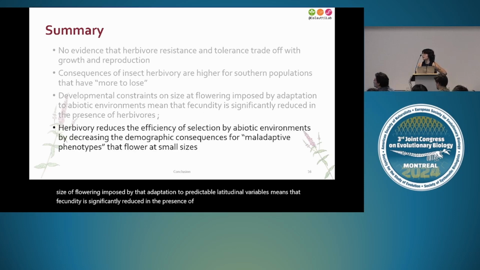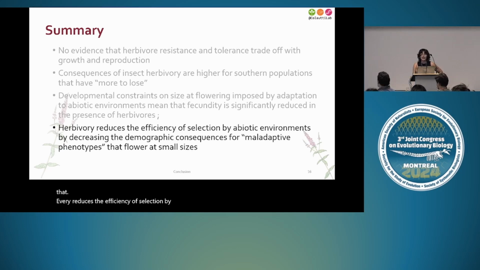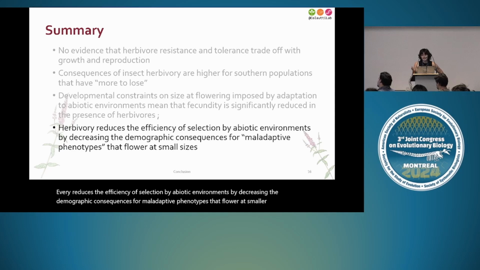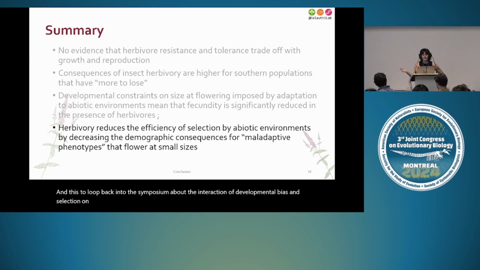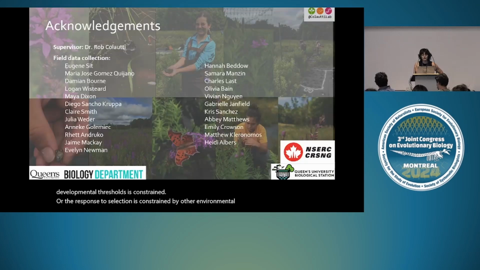And this provides evidence towards that second hypothesis that I was getting at, that herbivory reduces the efficiency of selection by abiotic environments by decreasing the demographic consequences for maladaptive phenotypes that flower at smaller sizes. And this, to loop back into the symposium about the interaction of developmental bias and selection on shorter timescales, I think is evidence that adaptive evolution of developmental thresholds is constrained, or the response to selection is constrained, by other environmental stressors like herbivores.